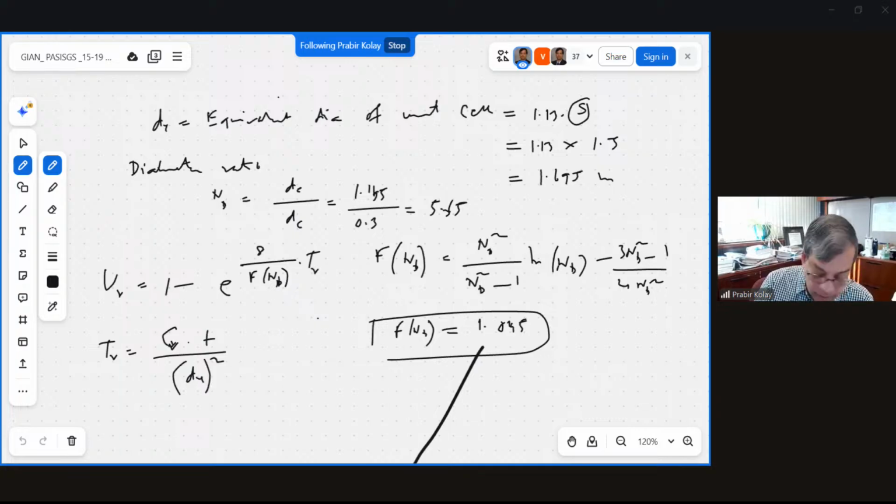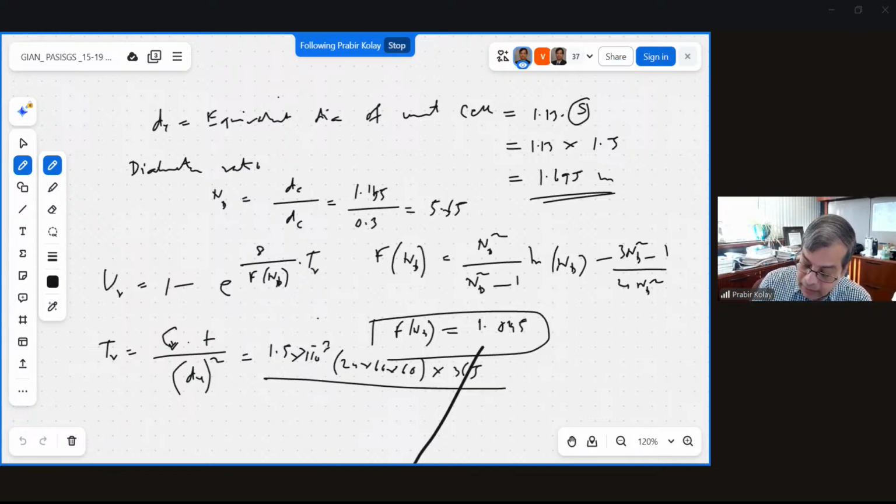So that is the equivalent diameter for the cell, we already calculated that. If we use that, CV is given as 1.5 times 10 to the power minus 7, and again times 24 times 60 times 60. The T is basically for 1 year, so again you need to multiply with 365 days, divided by DE, which you already calculated, 1.695 whole square. So TV you can calculate from here.